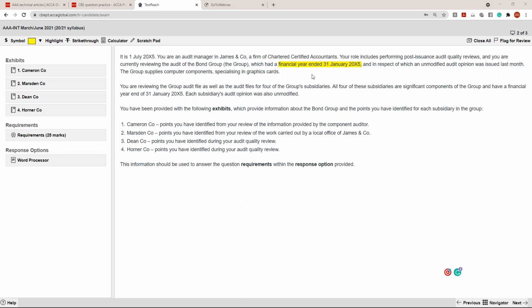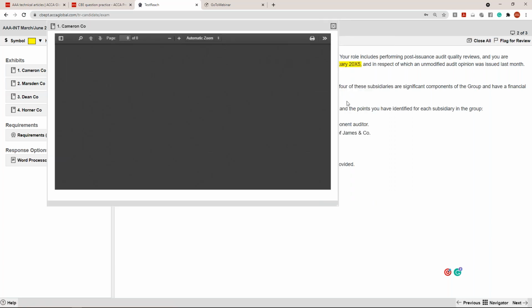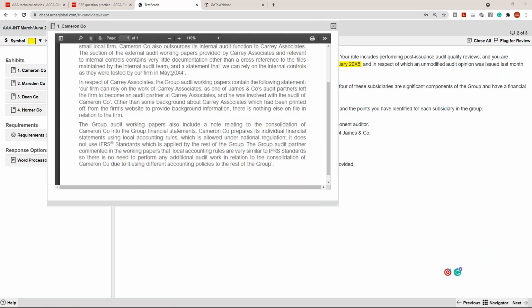Okay, so what is the financial year end for which we are performing the audit? 31st of January, right? And when were the internal controls reviewed by the internal audit department of Kerry Company? In May 20x4. So how much time before the year end? June, July, August, September, October, November, December, January. That's like 8 months before the year end. They have been reviewed by the same audit firm.